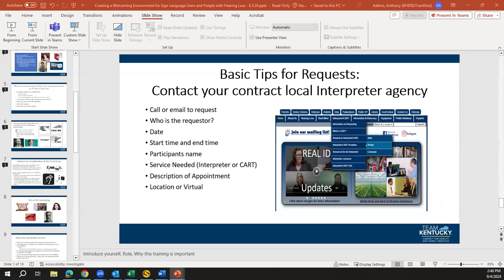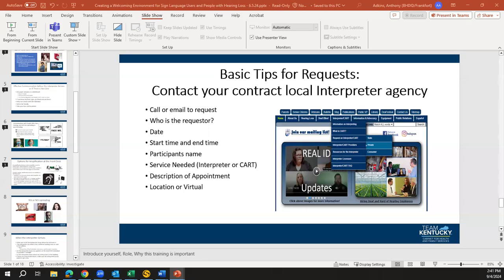When you are contacting your interpreter agency to make a request for an interpreter, call or email your request in. Always tell them who's requesting the service. It would be you or whomever you're making it for. Give them the date, the start time of the appointment, and the end time of the appointment. Who is going to be involved? Not only just the deaf person, but who is the hearing service provider? What service is needed? Are you needing an interpreter? Are you needing someone who uses more ASL, someone who uses more English-like? You may know that about your deaf client, so please inform the agency.